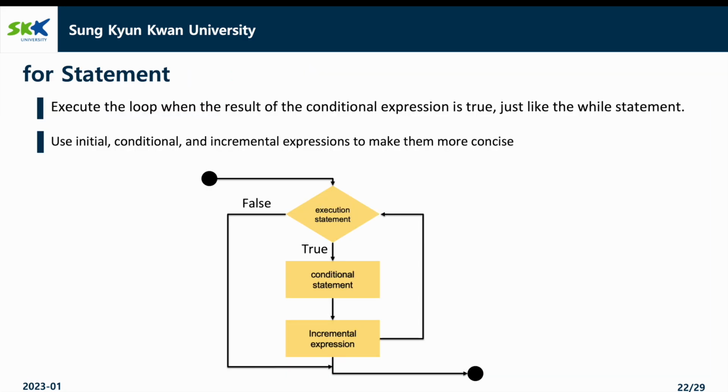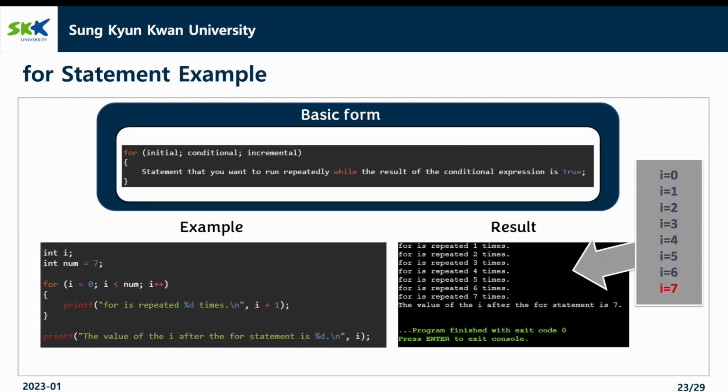Next, for statement execute the loop when the result of the conditional expression is true, just like the while statement. It uses initial, conditional, and incremental expressions to make them more concise. Let's take a closer look through examples and grammar. First of all, if you look at the basic form, you can see that the form has initial, conditional, and incremental, unlike the while statement with only conditions. Let's look at the example.